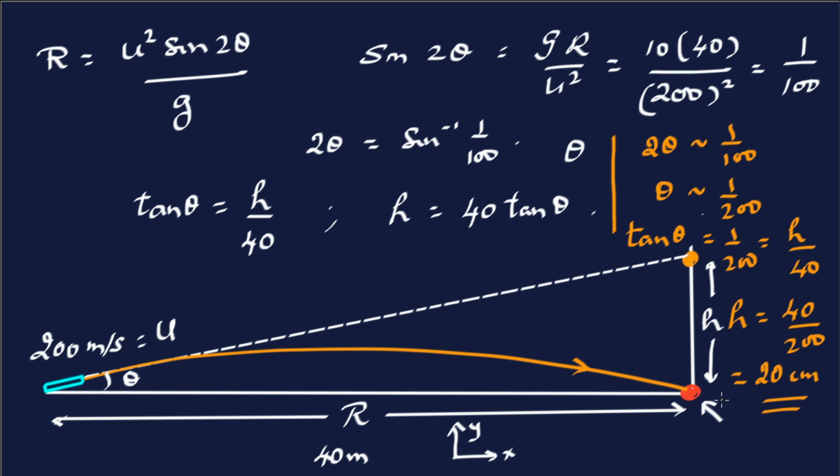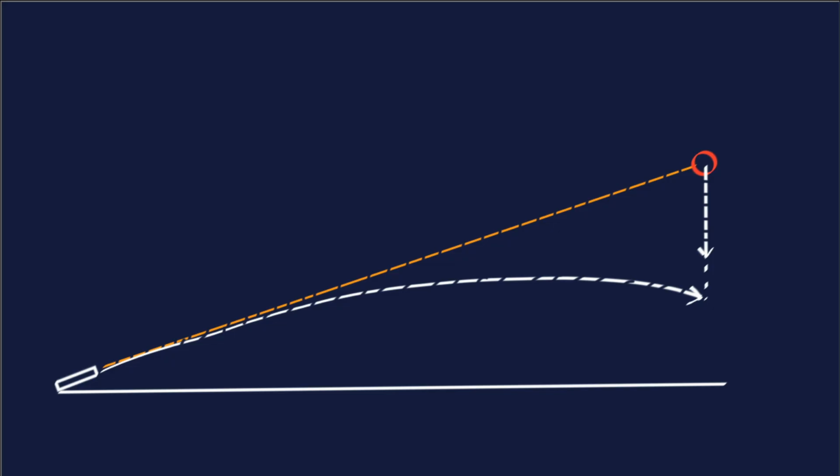Let's move on to the next problem. This problem is usually called the monkey and the bullet problem. I'll state the problem first. There is a monkey on a tree. A gun is aimed at the monkey. At the instant that the gun fires, the monkey drops down from the tree. Prove that the bullet still hits the monkey.